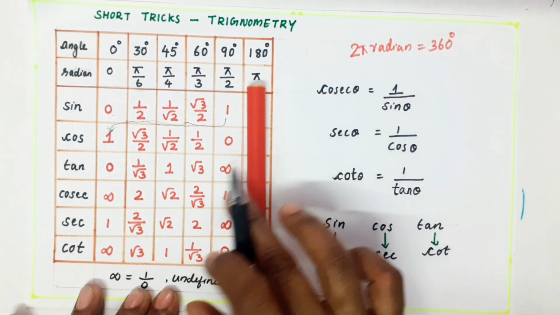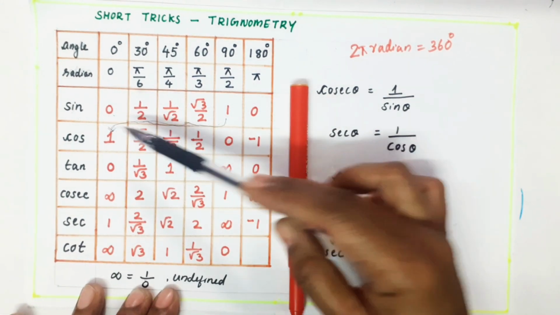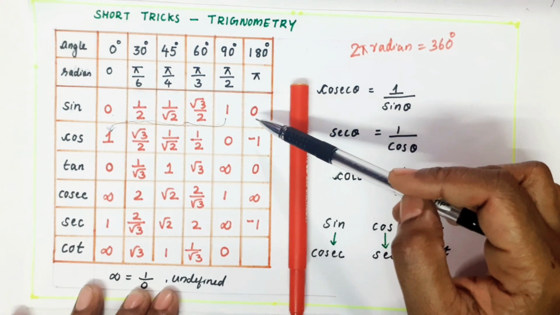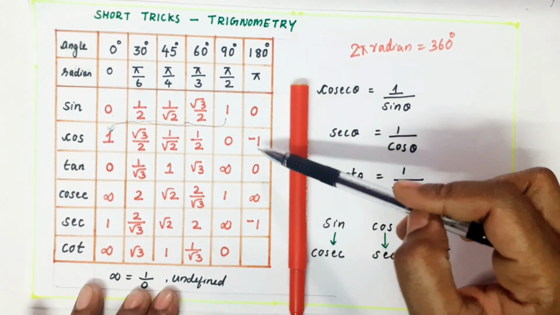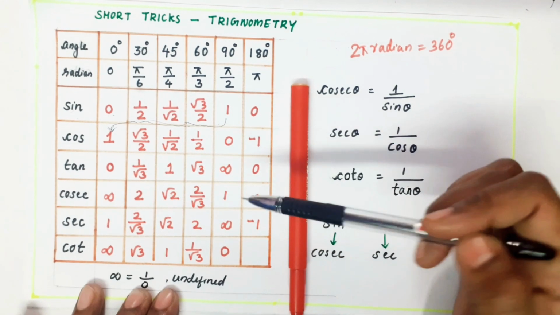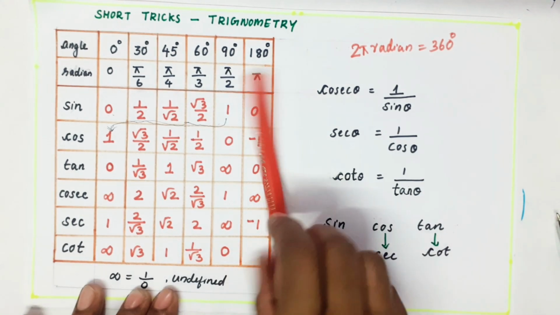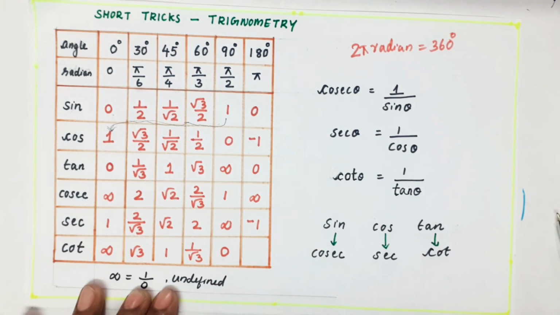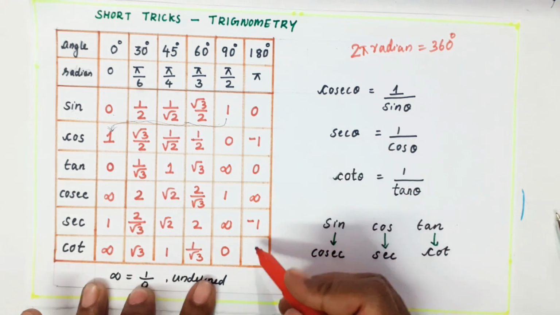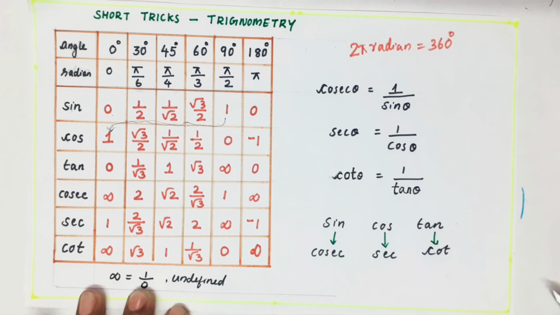Now the last column, if you check it, sin 180 degree, sin 180 is 0, cos 180 is minus 1, tan 180 is 0. Cosec 180, what is cosec 180? Reciprocal, 1 by 0, infinity. What is the reciprocal of minus 1? Minus 1. Next one is the reciprocal of 0, it is undefined, infinity.